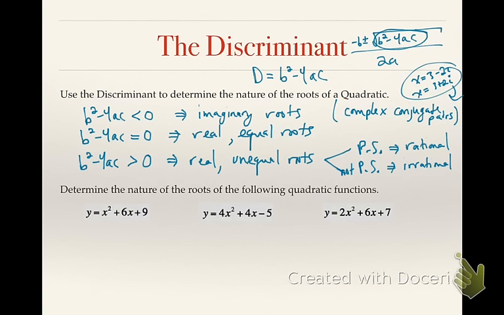Okay. So for these examples, we want to determine the nature of these roots. Okay. So x squared plus 6x plus 9. I'm going to test my discriminant. So my discriminant is b squared, so 6 squared, minus 4 times a times c, so 4 times 1 times 9. And that gives me 36 minus 36, which is 0. So that tells me the roots to this are real, and they are equal.